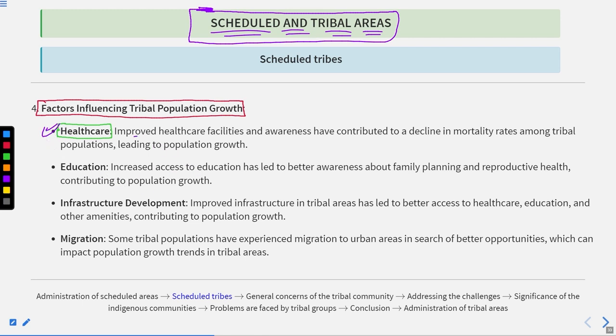Improved healthcare facilities and awareness have contributed to a decline in mortality rates among the tribal population, leading to population growth. If we talk about this word, mortality rates, you have heard about two terms, mortality rate and infant mortality rate. What is the difference between these two? This is the question for you. What is the difference between the mortality rate and the infant mortality rate?